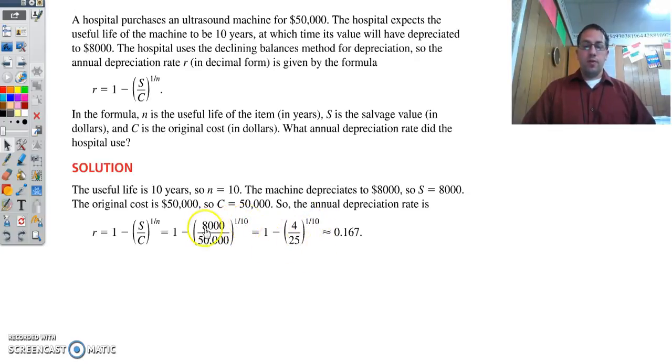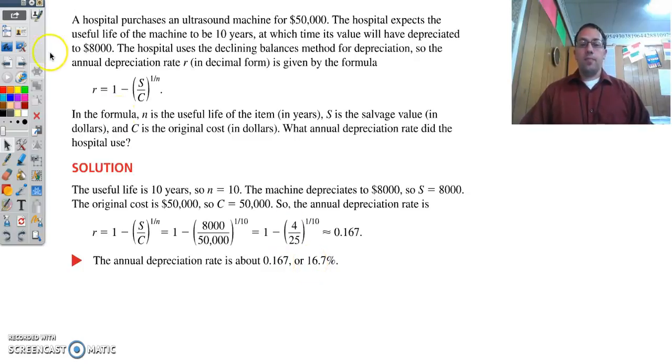And we can simplify our fraction there, and then we just stick this in the calculator. And we get approximately 0.167. But since we want this as a percentage rate that it's going to be dropping, we're going to change that to 16.7%. Right? So that's not too bad.